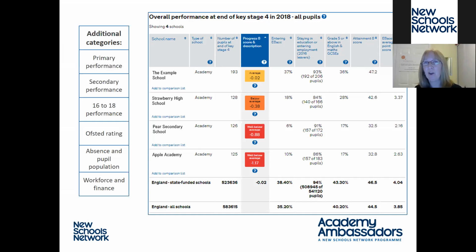You have grade 5, which is called a strong pass, and you have a grade 4, which is called a good pass. So the grade 5 obviously being the higher one. If we look at this, we can see that in the example school, the first row, 36% of those particular pupils have achieved grade 5 or above in both English and Maths. Again, look to the bottom of the column and just look at the statistics that we have there, and you can see that that is below national average.